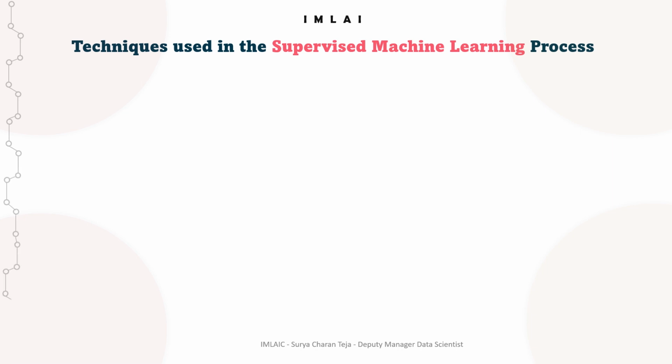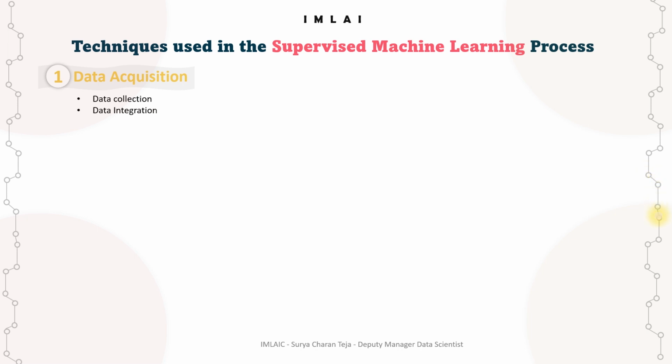So what all techniques we'll be using in the supervised machine learning process, with respect to the stepwise techniques. Step one is data acquisition. Data acquisition is nothing but we will gather raw data from various sources such as databases, APIs, and files. So here we'll be doing data collection, data integration, and data loading.